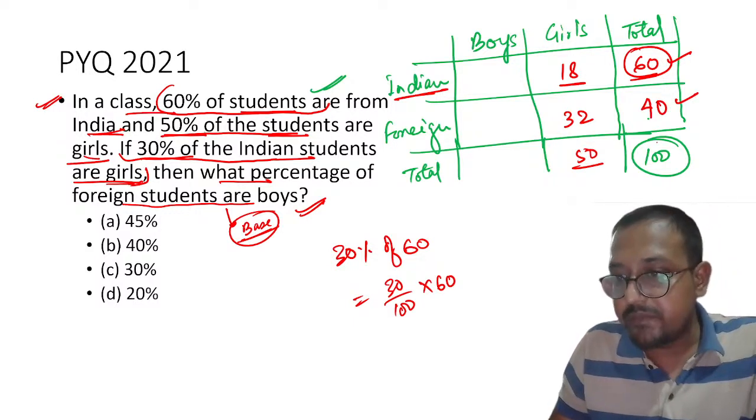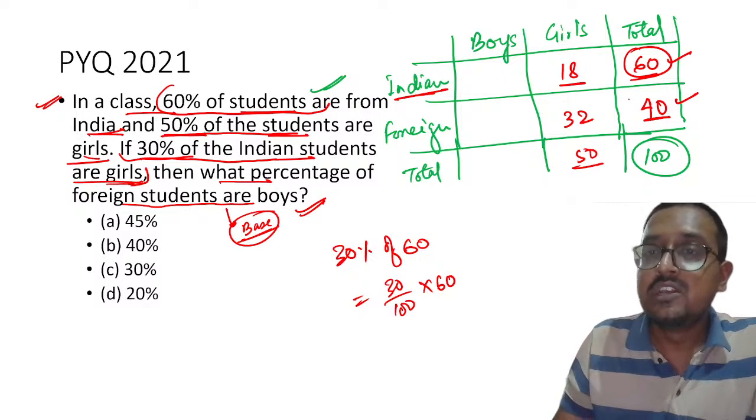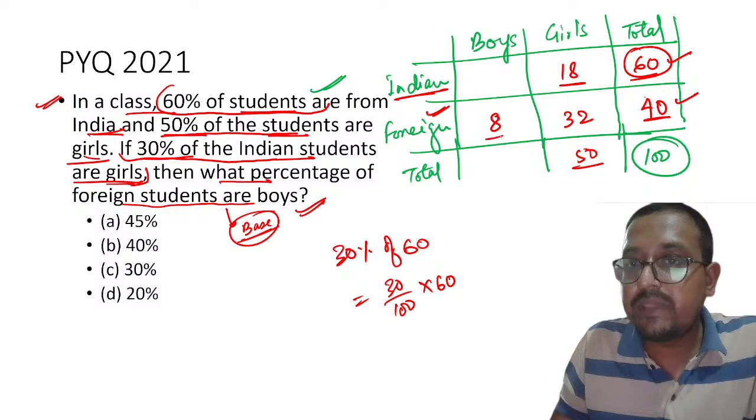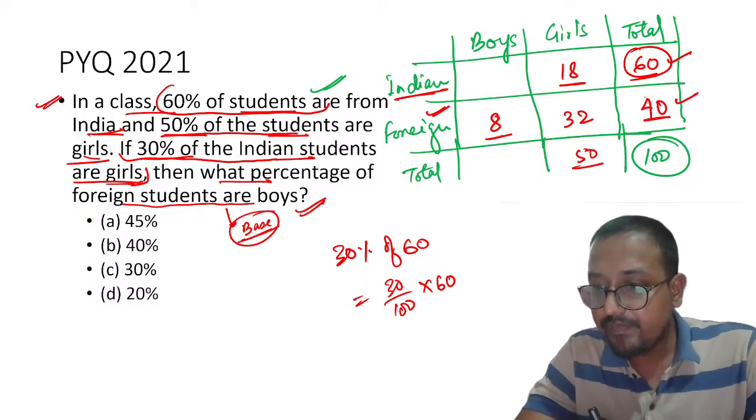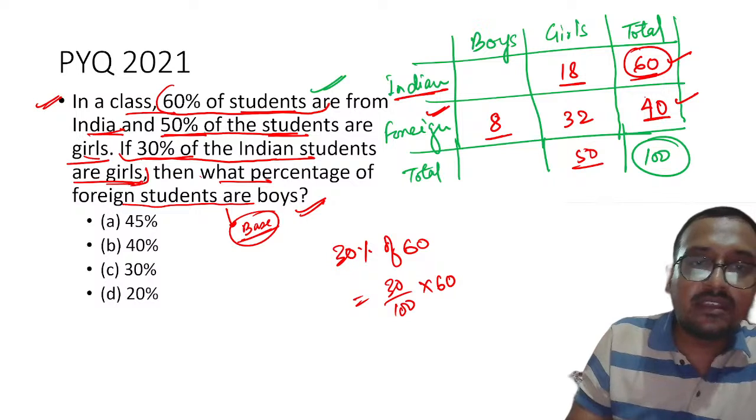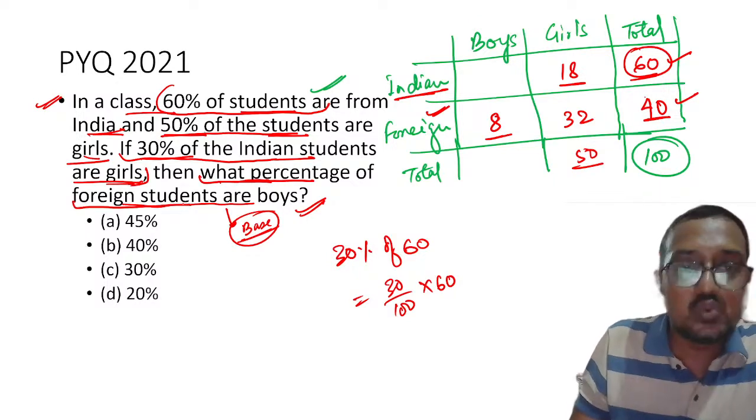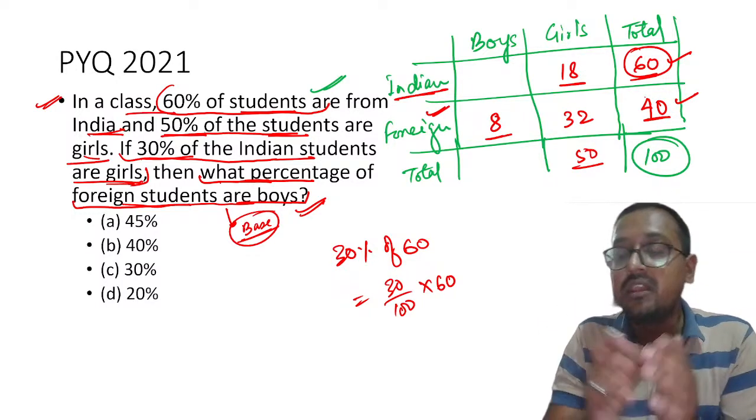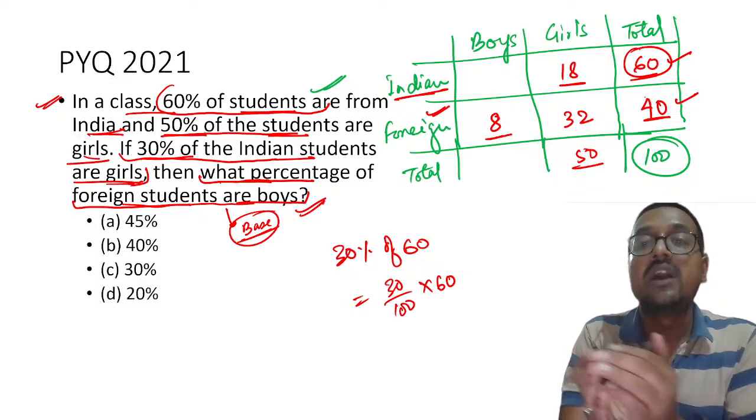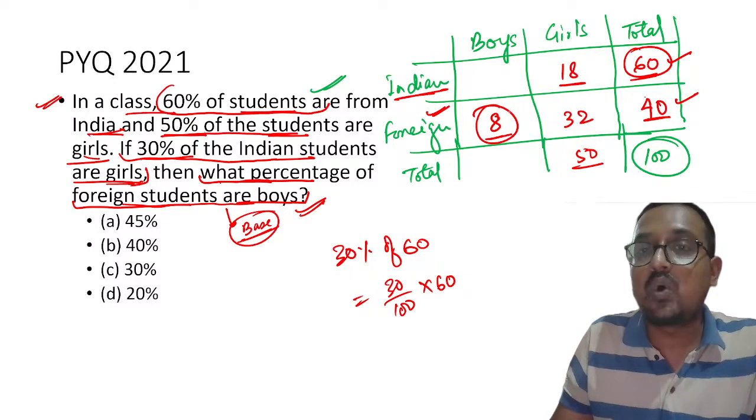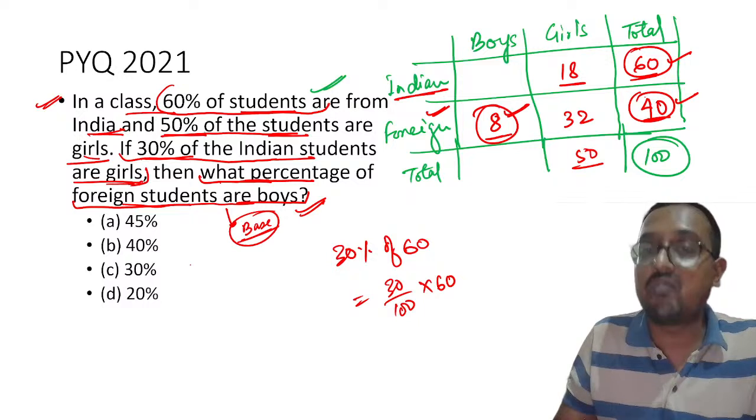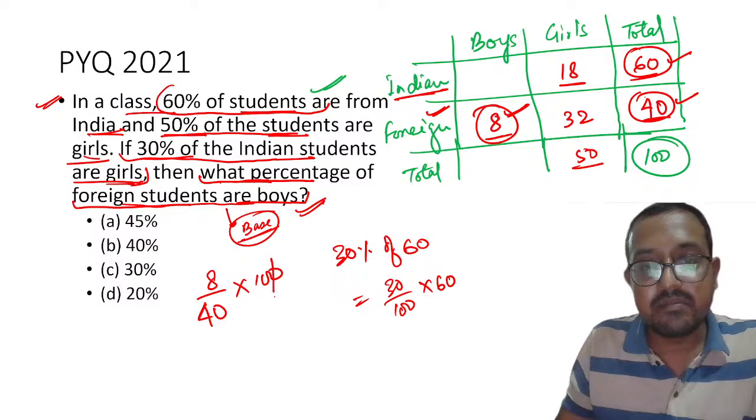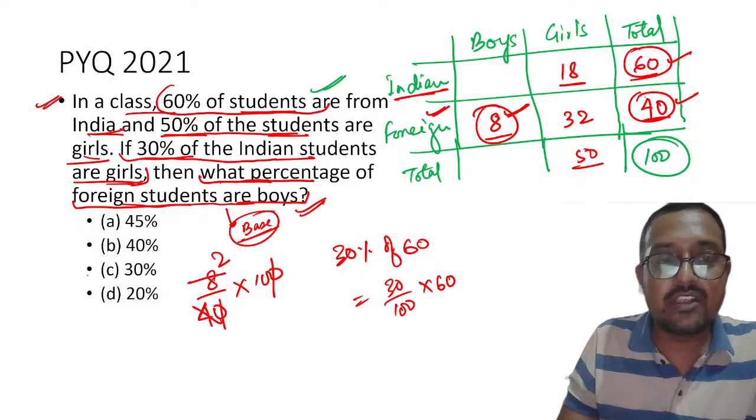Understood? Now you also know that a student will be either Indian or foreign. So here the number will be 40. So if total foreign students are 40, then foreign boys will be 8. The question asks what percentage of foreign students are boys, that is, what percentage of 40 students are boys. You know that 8 are boys, foreigners are 40. So 8 upon 40 multiplied by 100. The 0 will cancel, and 20% will be your answer.